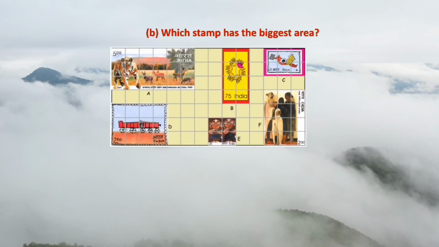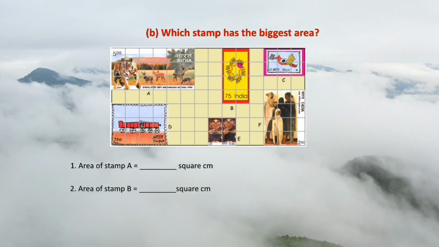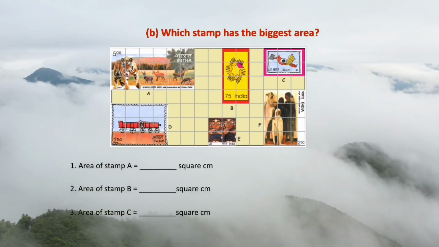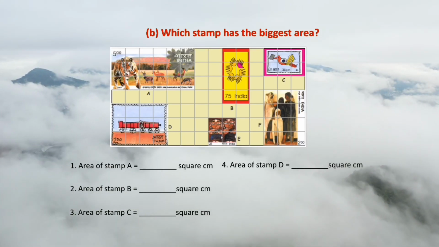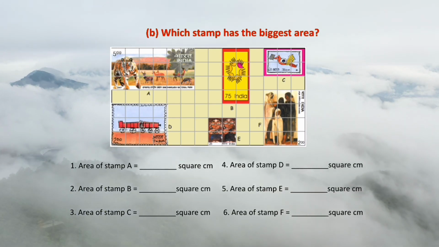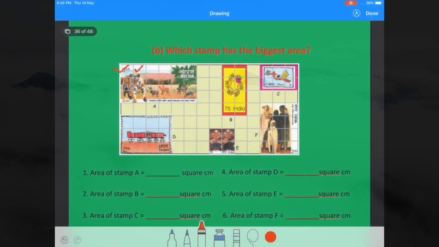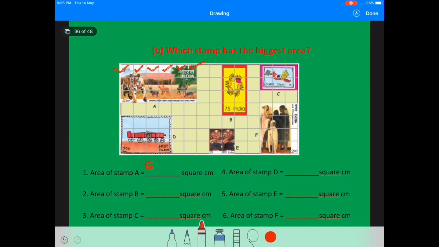Which stamp has the biggest area? Area of stamp A, stamp B, stamp C, stamp D, stamp E, stamp F. Let us count the length and breadth of the stamps. Stamp A: length 6 into breadth 3 is equal to 18 square centimeter. Then stamp B: 4 into 2 is equal to 8 square centimeter.